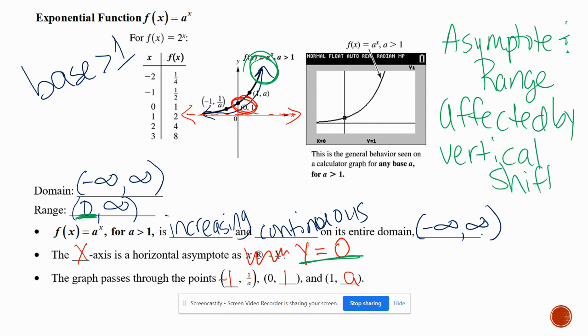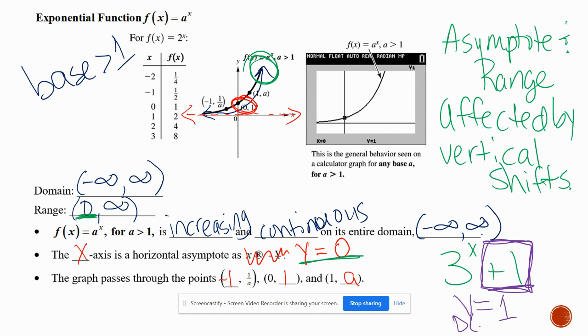vertical shifts. And what that would look like, let's say we had 3 to the x power plus 1. Anything that is the same size as our base that we are adding or subtracting is a shift up or down, and that would change our asymptote and our range. In this case, our asymptote would move up 1, so it would be y is equal to 1, and our range then would be 1 to infinity.